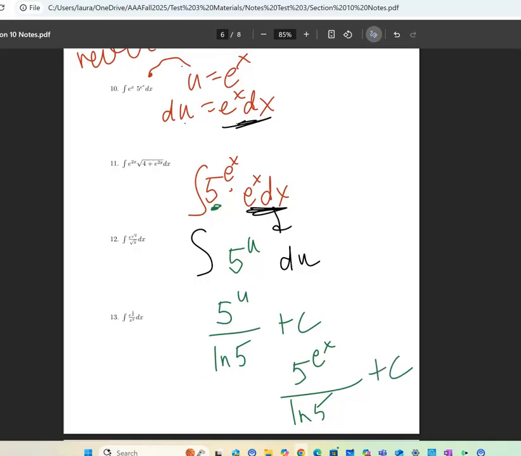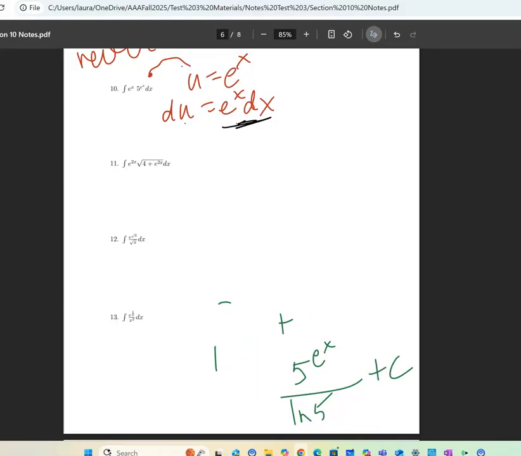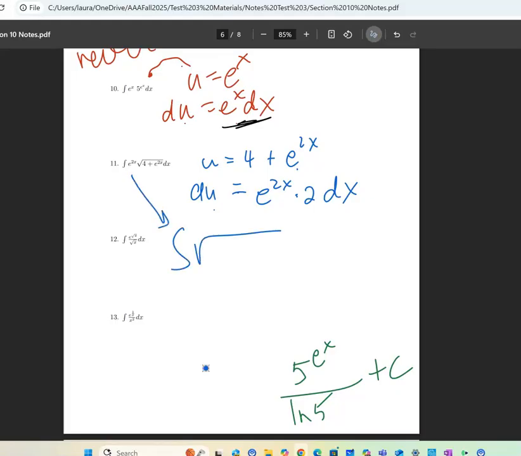Okay, so that was a little bit tricky, right? Let's look at example 11. So 11, I'm looking at this. I'm thinking the inside of the radical is going to be a good u. So if I take the derivative, so derivative of e is e to the stuff times the derivative of stuff, right? So then again, I'm just going to take the time to rewrite this. 4 plus e to the 2x times e to the 2x dx.